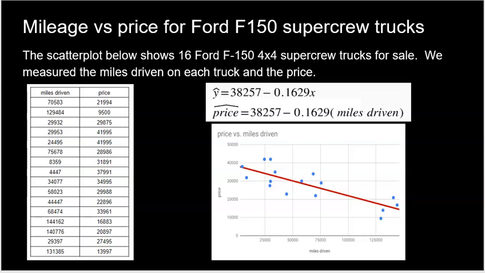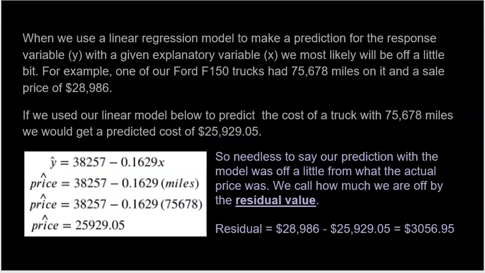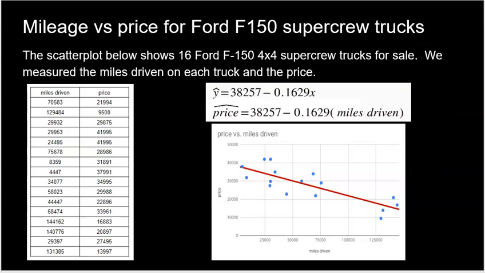Well, they're actually really important. So here's the deal. When we use a linear regression model to make a prediction for the response variable with a given explanatory variable, we most likely are going to be off a little bit, right? I mean, it's just a model. It's not perfect. So if you recall, one of our actual trucks had 75,678 miles on it, and it had a sale price of $28,986.